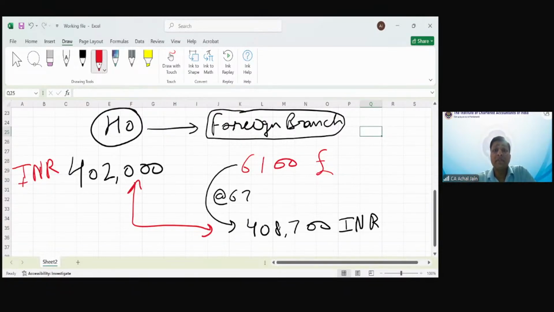You will pick up the actual amount. What is the meaning of actual? Actual means the amount at which this should have been recorded on the date of transaction in INR. Only then this will get settled, so that whenever you reconcile them, they match. Whenever you do the consolidation of head office and branch office, they get knocked off. Otherwise, knocking off will not be possible. Okay, clear? Am I clear on this?